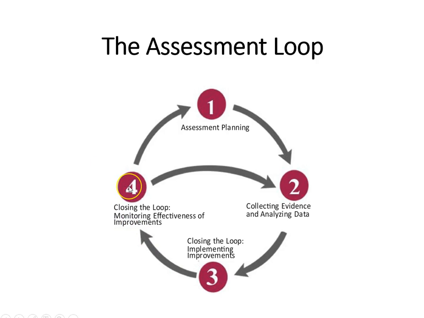Step 4, closing the loop. We will then monitor the effectiveness of the improvements that we identified during step 3. The next step is a combination: if there are more improvements that need to be made, we will go back to the assessment planning by adding in additional curriculum, additional courses that we want to include for the next cycle. And also, based on the courses that we have identified previously, we'll continue to collect data from those courses as well, to be analyzed.